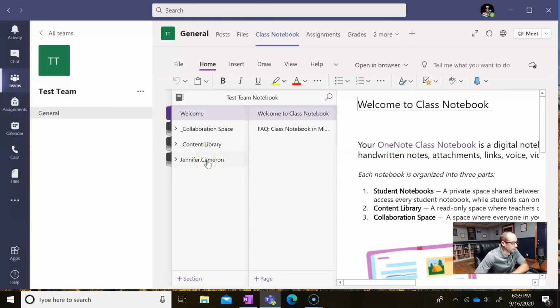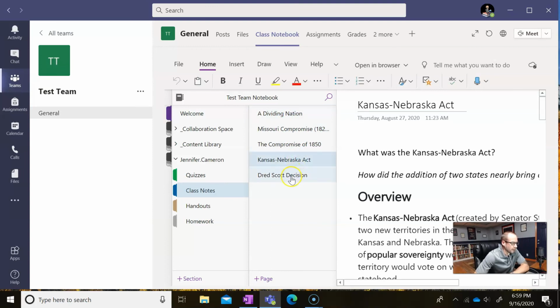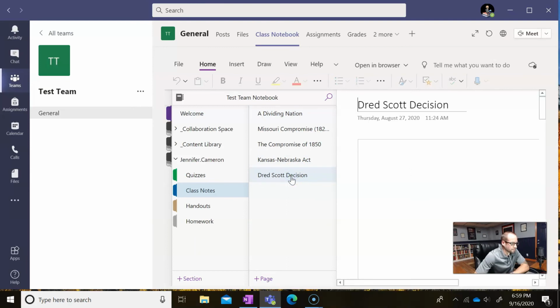Now, if you click on your name, you'll see that I have added two new handouts in the class note folder. So we've already done a dividing nation, we've done Missouri Compromise, we've done the Compromise of 1850. Now we are moving on to the Kansas-Nebraska Act and the Dred Scott decision.